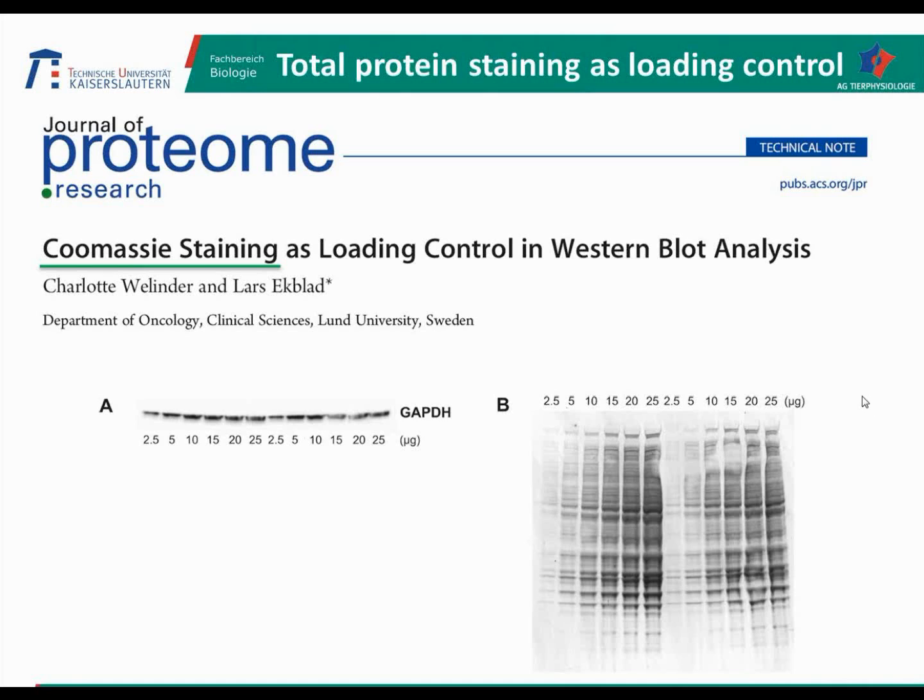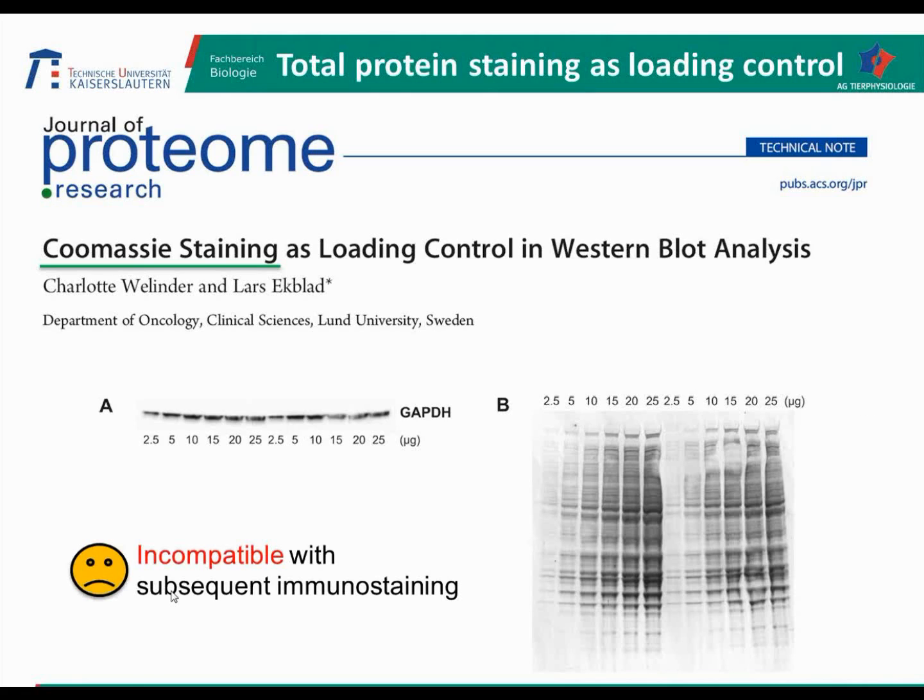They are right, that's true, but there's one crux, one disadvantage with using Coomassie staining, and this is that it's incompatible with subsequent immunostaining. Now you might ask, is this important? And yes, it is, because when you use Coomassie staining, you have to do your loading control at the very end, after you have done all your immunostainings.